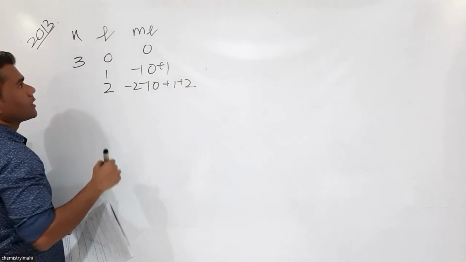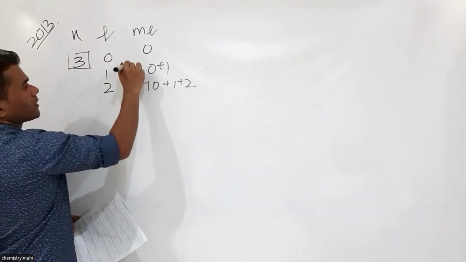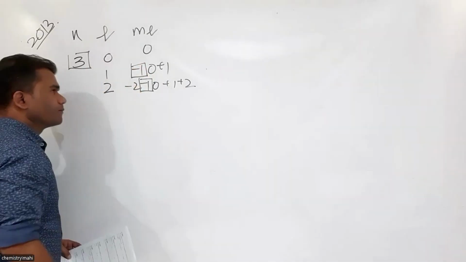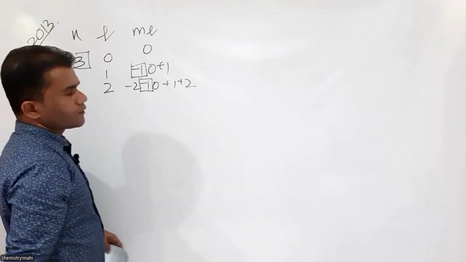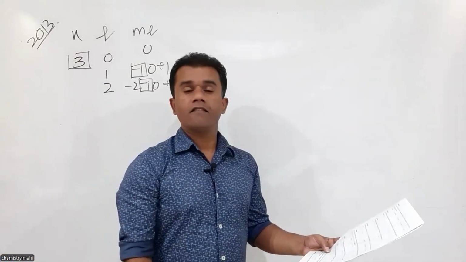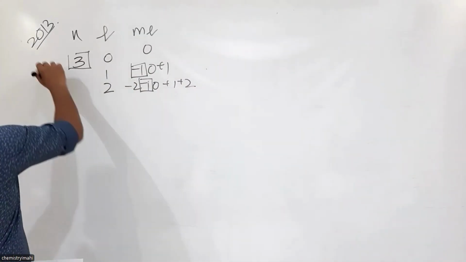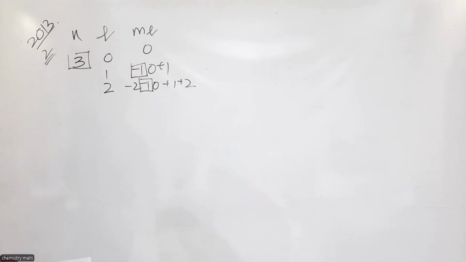You see, the n equals 3 condition is there, the l condition is not there, any value, but the ml condition is there, minus 1. Then how many boxes? 2 boxes. That means how many orbitals? 2 orbitals can have n equals 3 and ml equals minus 1. Then the answer is 2. Now, 2012.